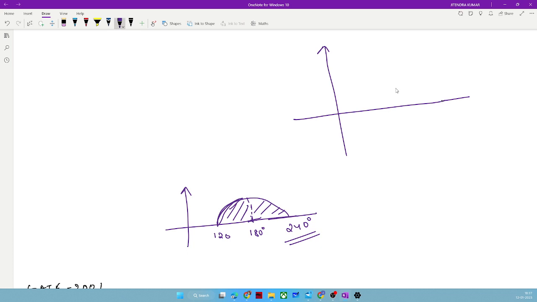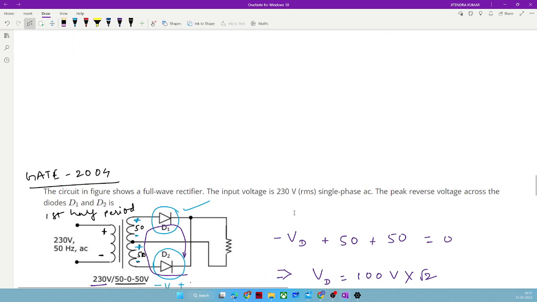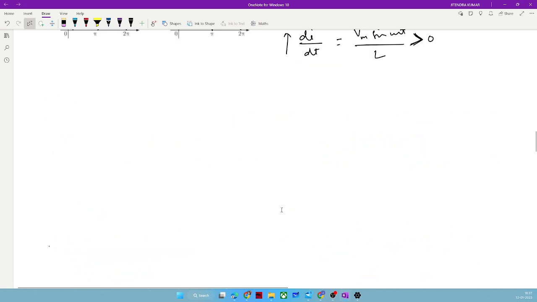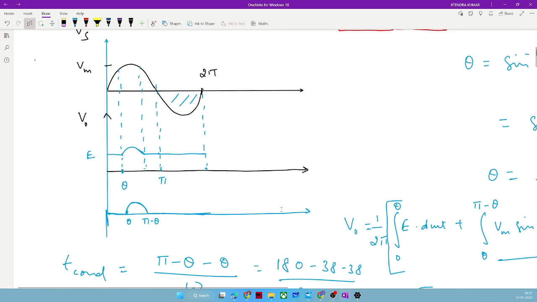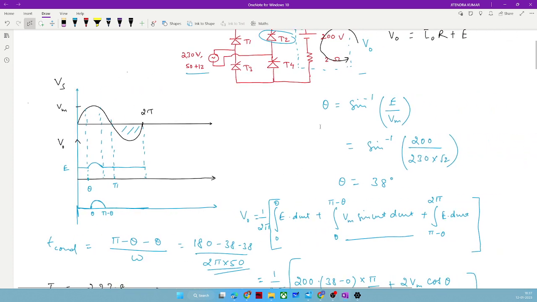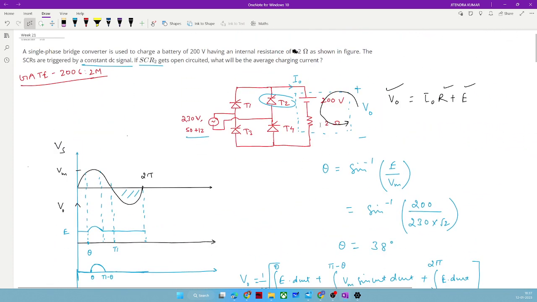Okay then, so these were all four problems, right? I hope these problems have given some insight into which type of problems are framed in GATE exams. Let us move ahead with our discussion on semiconverters.